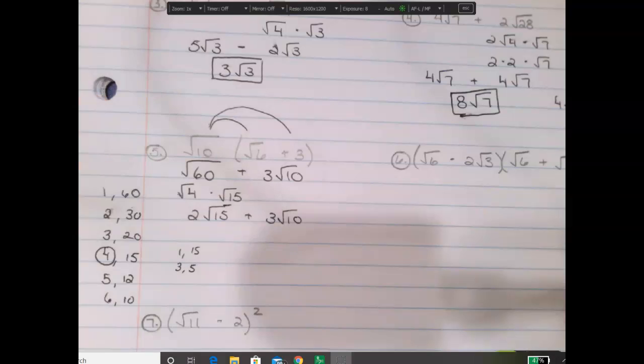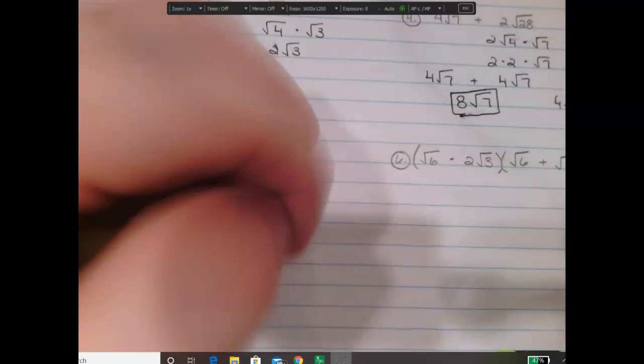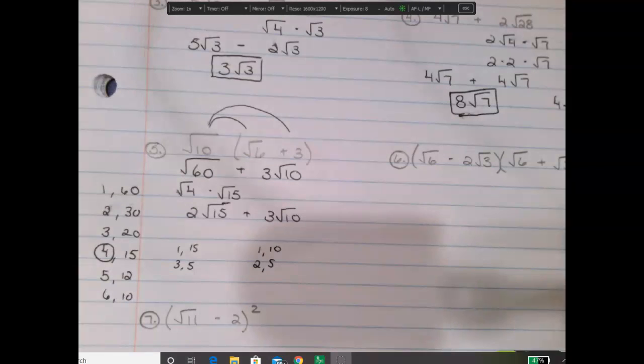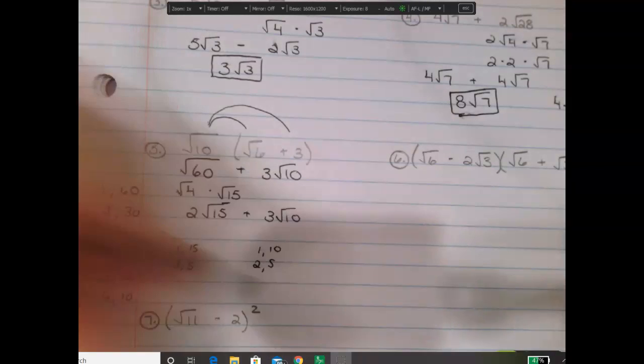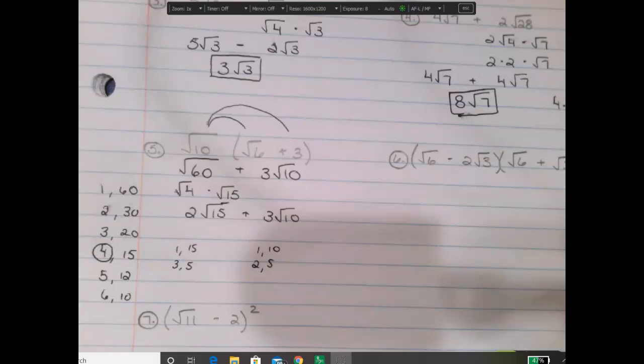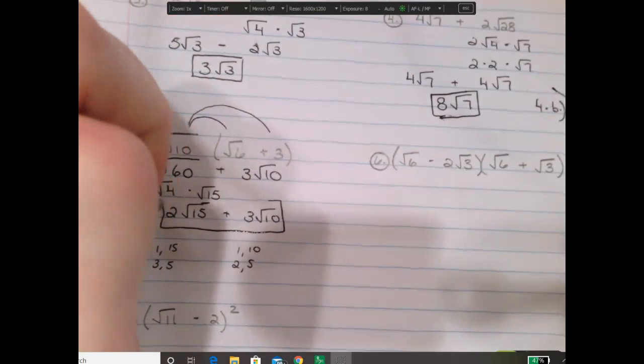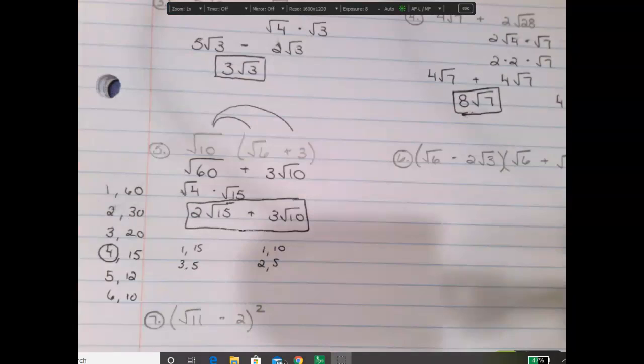What about 3 radical 10? Is that number as low as it can go? And the answer is yes as well, because my factors here are 1 and 10, 2 and 5. Again, I don't have a perfect square. So this is as far as I can go. 2 radical 15 plus 3 radical 10. So that is indeed my final answer here.